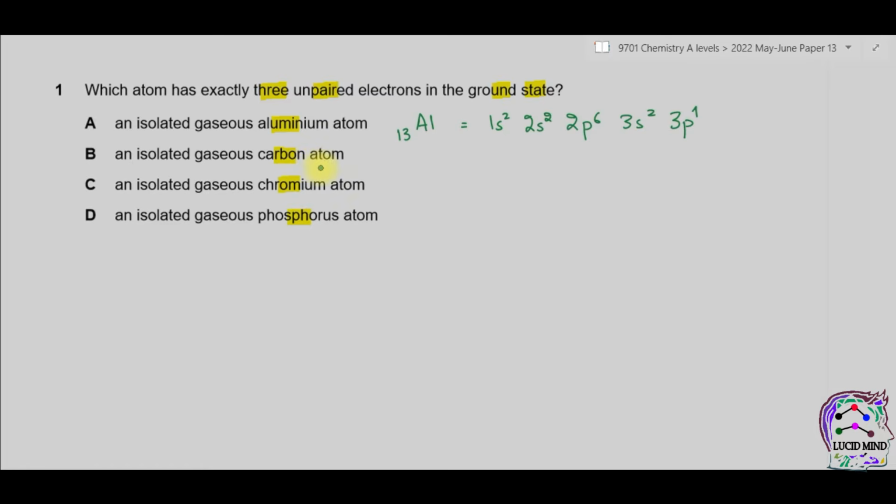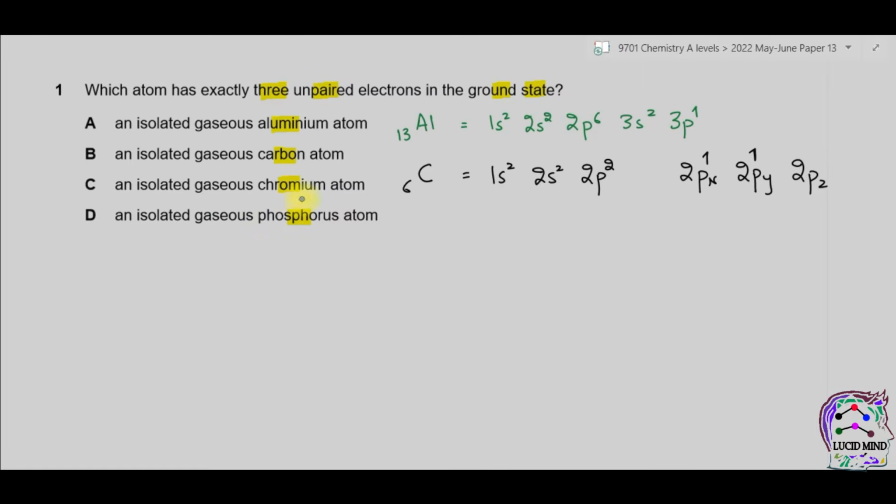Let's look into B. We have an isolated gaseous carbon atom. So carbon is 6. So 1s2, 2s2, 2p2. Now the p orbital contains 3 orbitals, 2px, 2py, and 2pz. So first you have to put electrons in unpaired form and then you are going to start pairing. So we have 2 unpaired electrons in the carbon atom, but we need 3, so it is wrong.